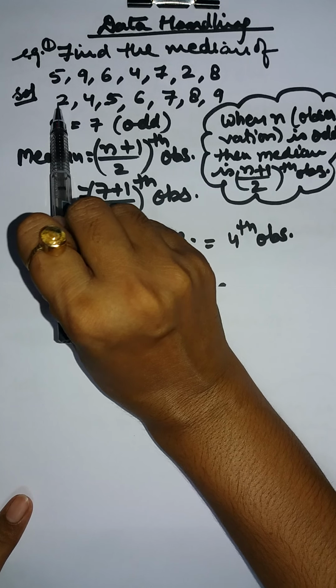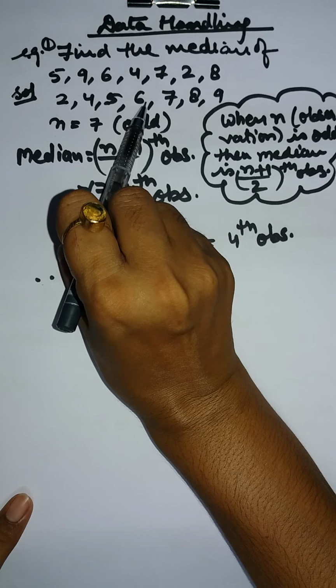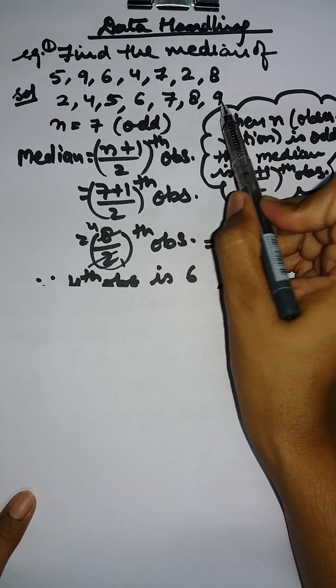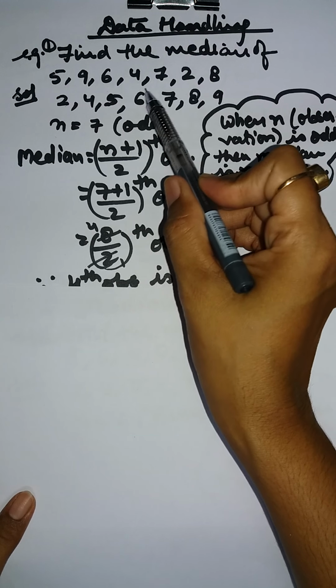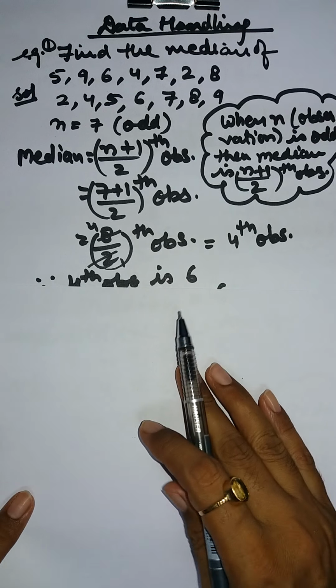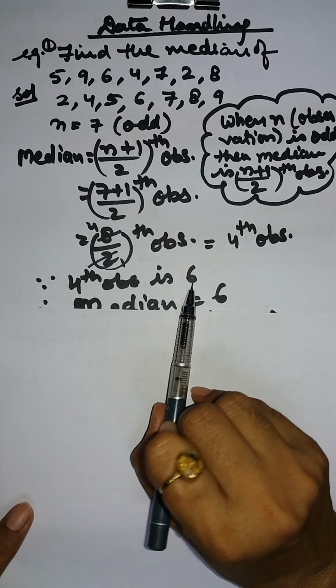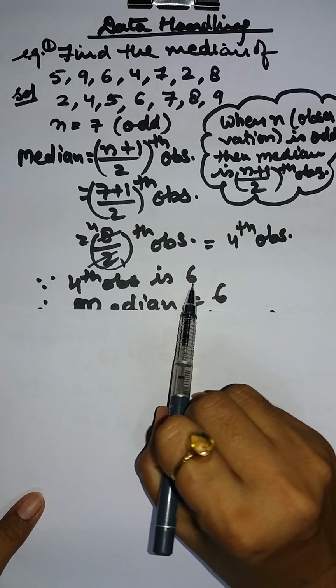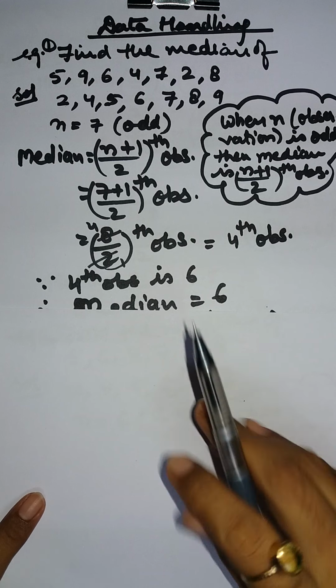So we count from the extreme left side 1, 2, 3, 4, or we can check it from the right side 1, 2, 3, 4. We will find in both cases 6 is only in the extreme center or middle. So we have median is 6.